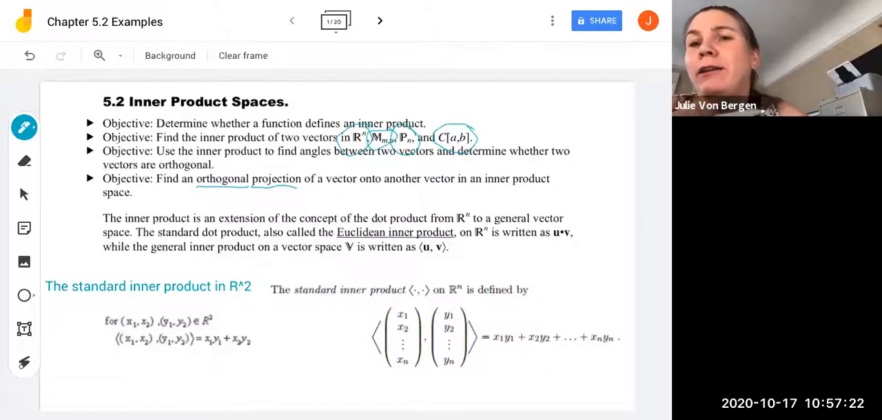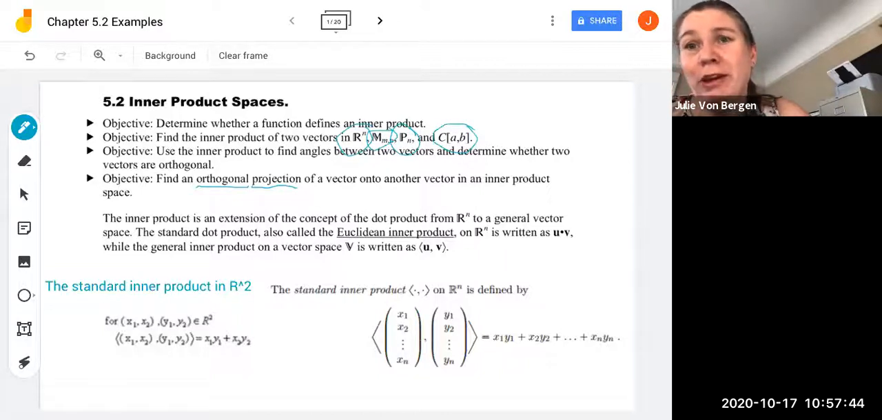So the inner product is an extension of the concept of the dot product from Rn to a general vector space. So in Rn, what we thought of as the dot product is a type of inner product, and it's actually what we call the standard inner product. But when we come to a general vector space, we generalize the concept into this idea of inner product spaces.